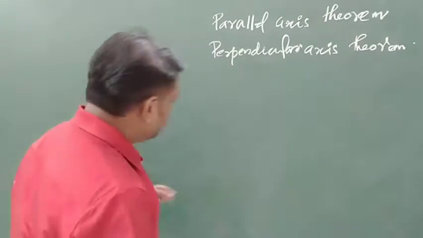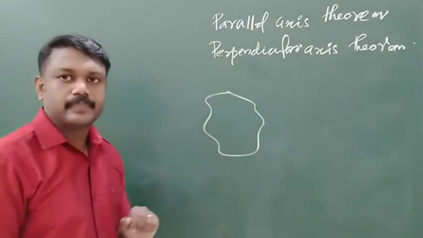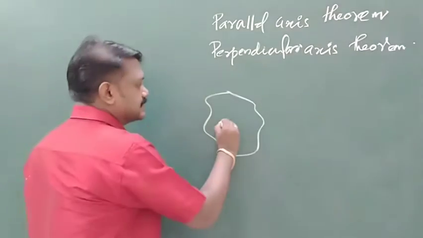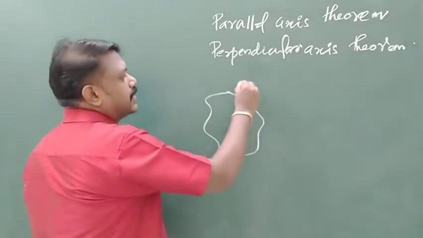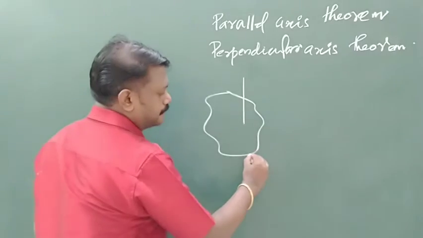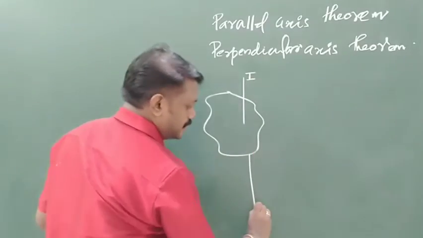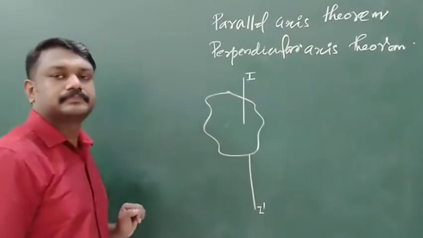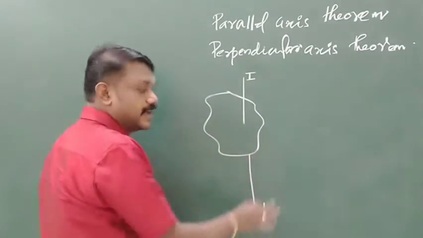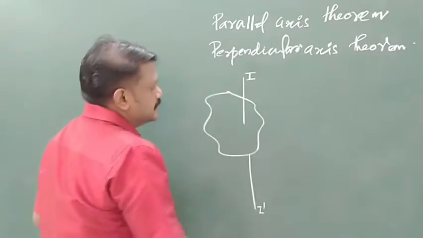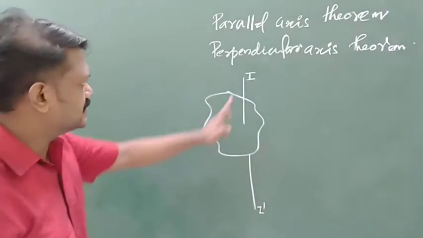inertia. Suppose you are having a rigid body, and this rigid body has its center of mass. First of all, you can consider it is capable of rotating through an axis I dash. Okay, this is a rigid body which is capable of rotating about this axis I dash. It is parallel to... it rotates about this axis I dash.